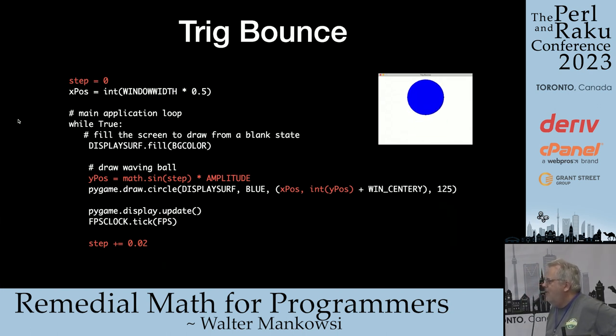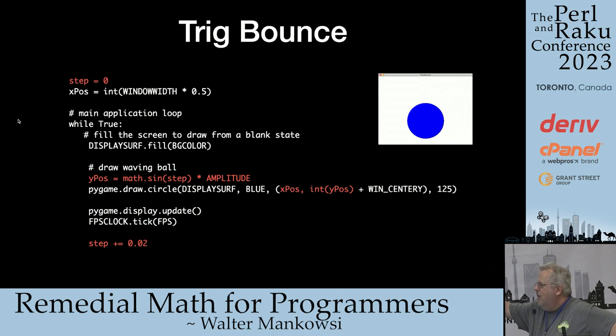It basically starts a step at 0. And then at the bottom, it's incrementing the step by 0.2 each time. Then it's taking the y position by the sine of the step. And the amplitude is just some number to make it be something between 0 and 1, between the bottom and the top, whatever it's going to be.